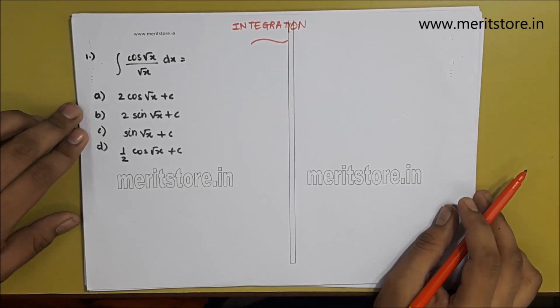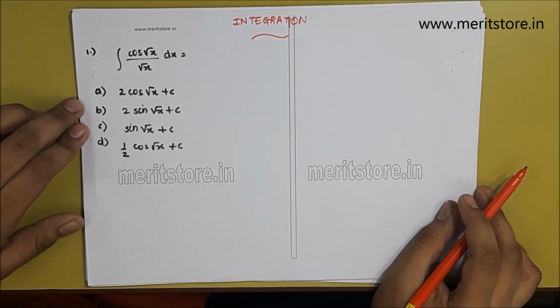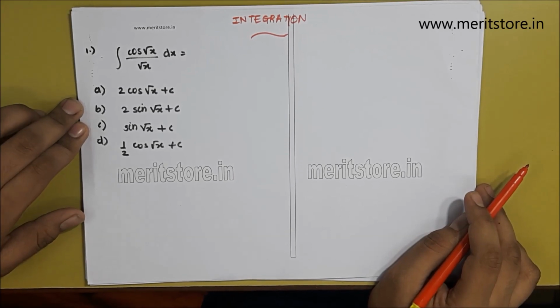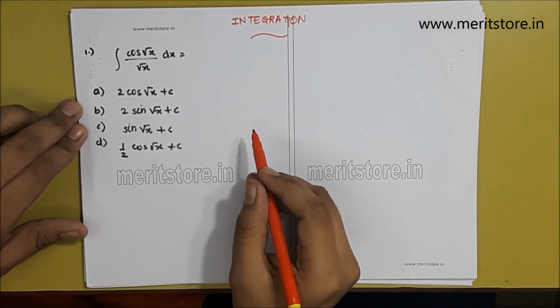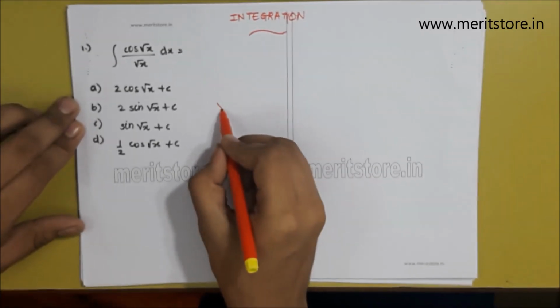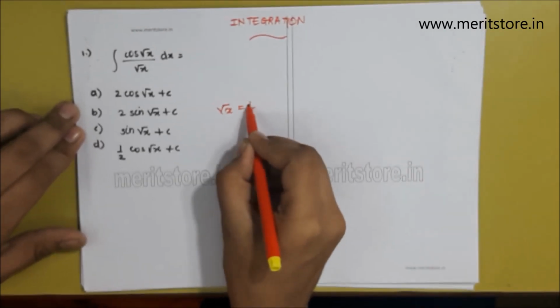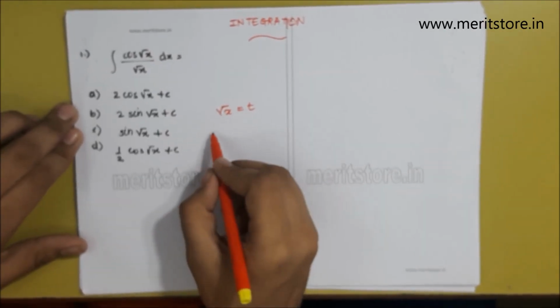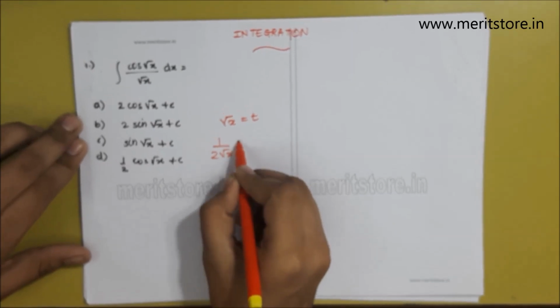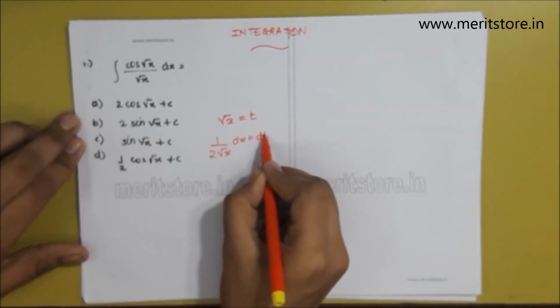Integration. Question number 1. Integration of cos root x upon root x dx is equal to. Now to solve this question, we can again use the integration by substitution method. That is, we will substitute root x equal to t. Now differentiating both the sides, what we get is 1 upon 2 root x dx is equal to dt.